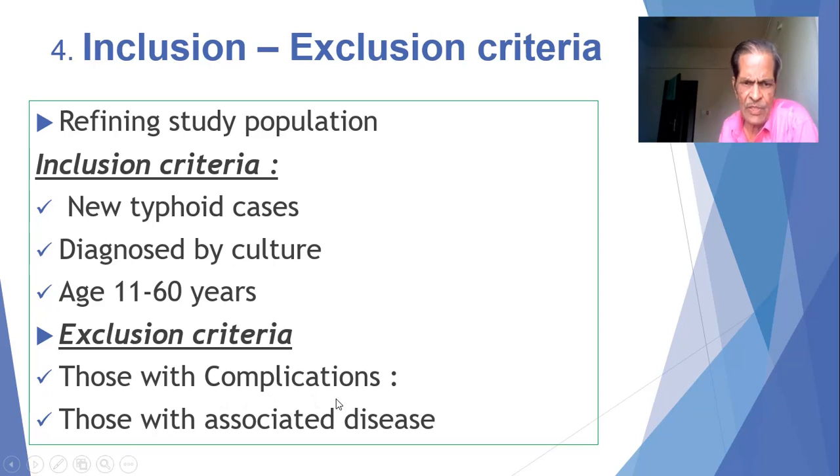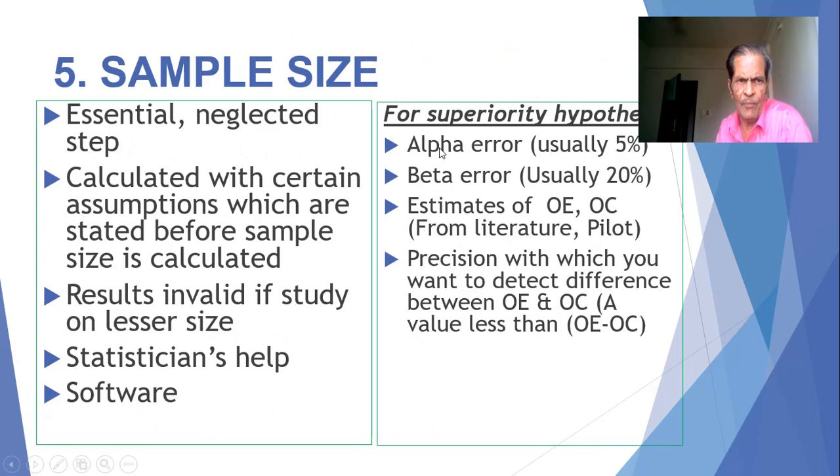those with complications. If the patient of typhoid has complications like perforation of the intestine or enteric encephalopathy at the time of entry in the study, then we say that the person is not eligible to be included in the study. If he is without these complications, then he is eligible to be included in the study. Those with an associated disease like diabetes, if the person has got diabetes and enteric fever, will not be included in the study. So stating the inclusion and exclusion criteria explicitly helps in refining the study population.